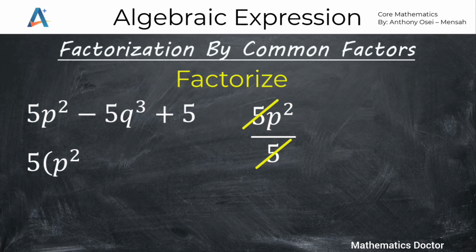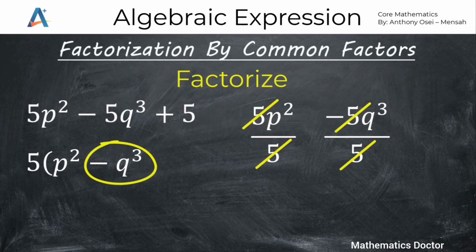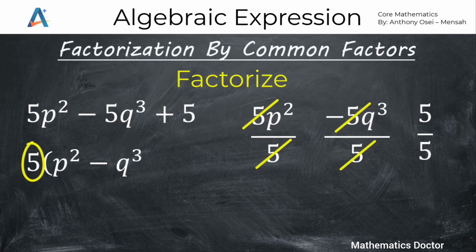The next term is minus 5q raised to the power 3. We will divide it by the common factor, which is 5. Now 5 into itself is 1, and 5 into minus 5 is minus 1. So if you check, the numerator side will remain with minus q cube. That is to say minus 1q cube. So we write minus q cube. The final term is 5. That we divide by the common factor, which is 5. So 5 divided by 5.